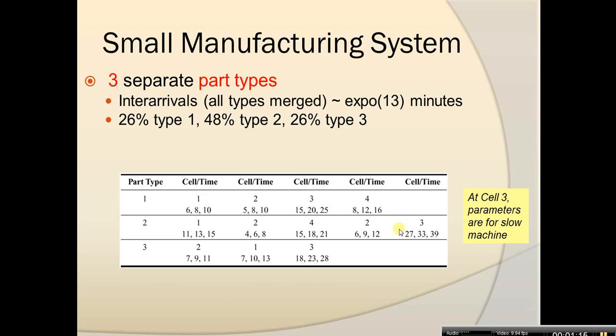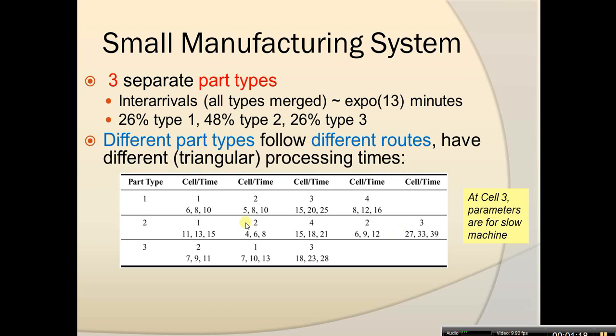The processing times depend on the cell and also on the part. So you can see for different parts we have different triangular distributions, and it also depends on the time that we visit the cell. For example, when part 2 visits cell 2 the first time, and then when it revisits it, it has 2 different triangular distributions, with different sets of parameters there.